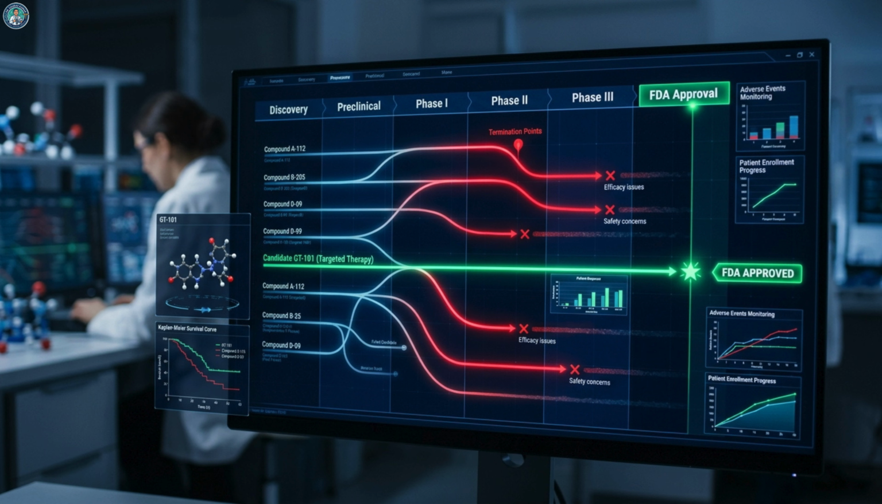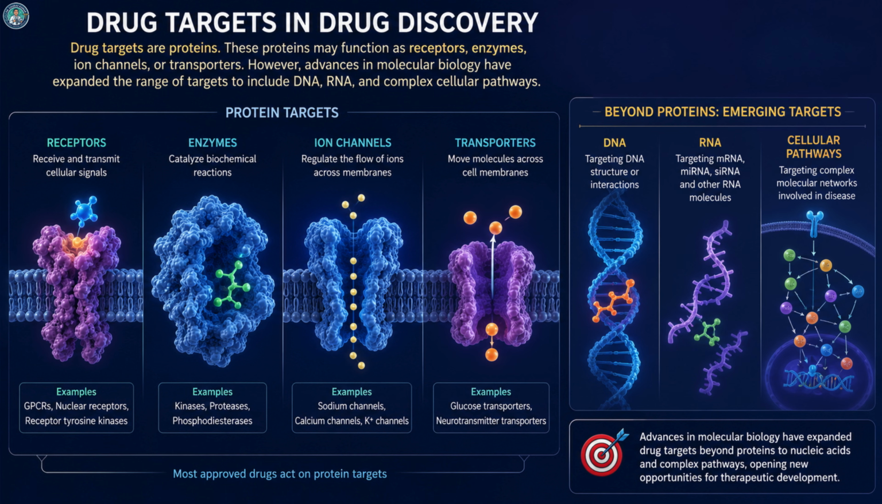By the end of this lecture, you will be able to define a drug target, classify different types of drug targets, understand target identification and validation, and appreciate the role of modern technologies in discovering new therapeutic targets. Let us begin with the basic definition.